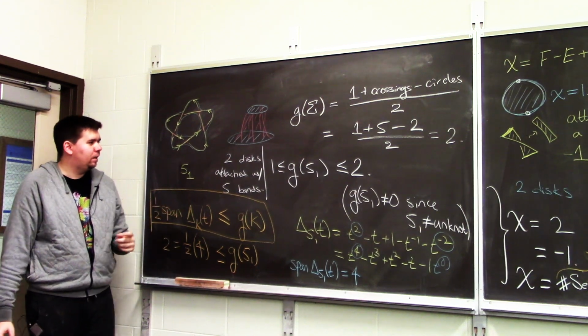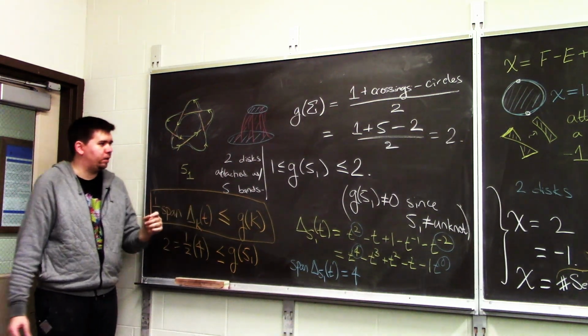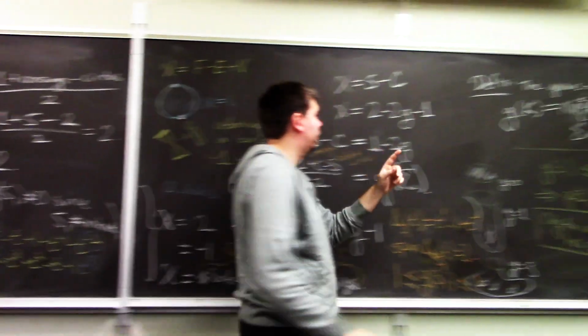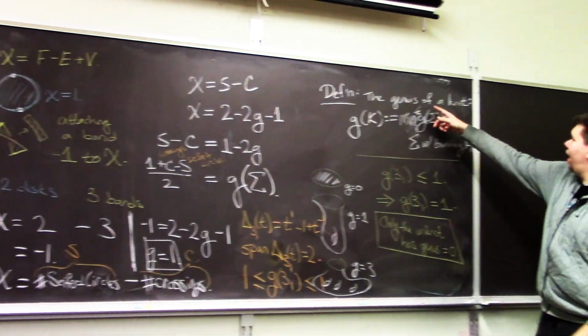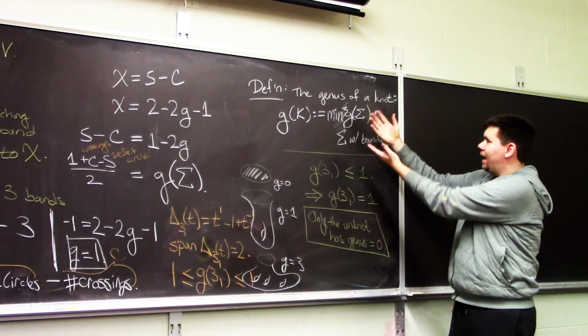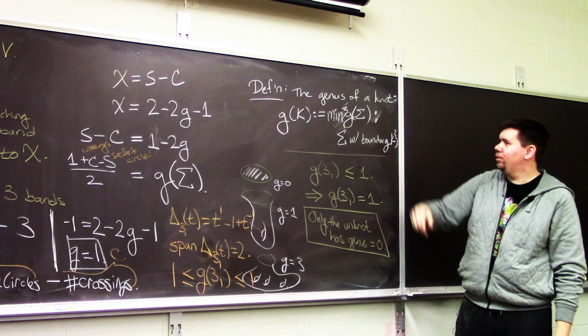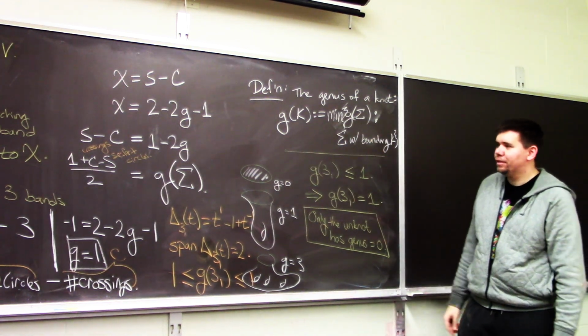And this genus, it's a knot invariant. Like how do you know it's a knot invariant? Well, by definition. We defined it to be the minimum of all possible surfaces. So it has to be invariant. Changing the surface doesn't matter, because that always comes into the definition.